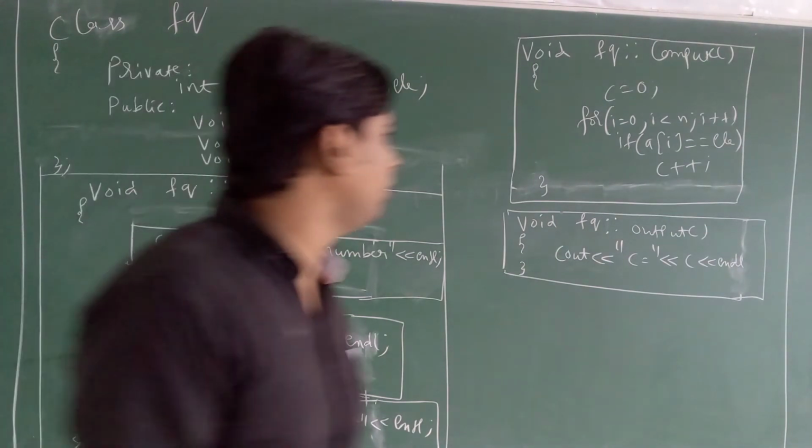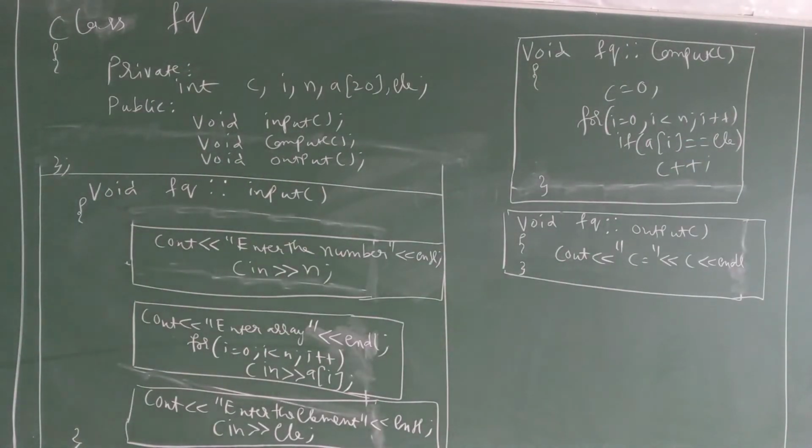Okay, at least I think you have understood compute and output there. Now it is seen. Compute and output you have understood, I think. Okay, very good, very good. So c equal to 0, i equal to 0, i less than n, i plus plus, if a[i] equal to element, c plus plus. Then c you have printed there. FQ, c and endl.